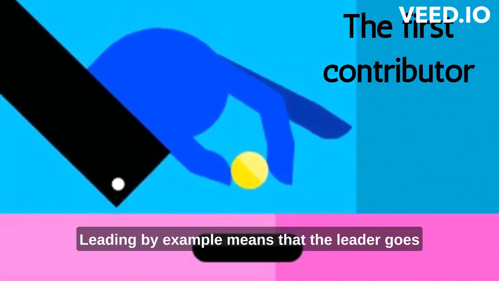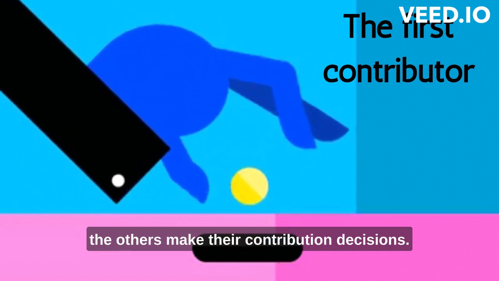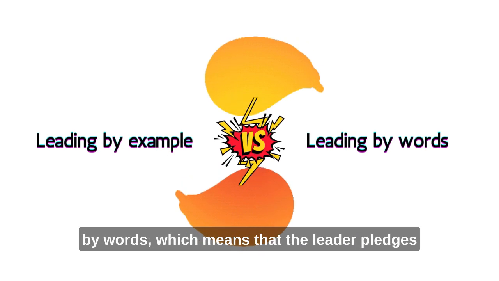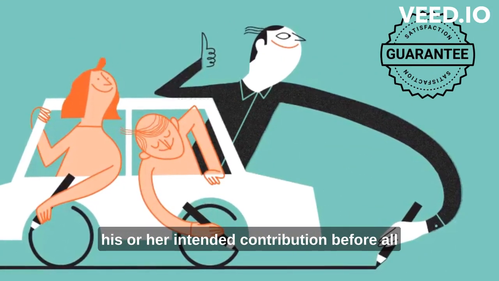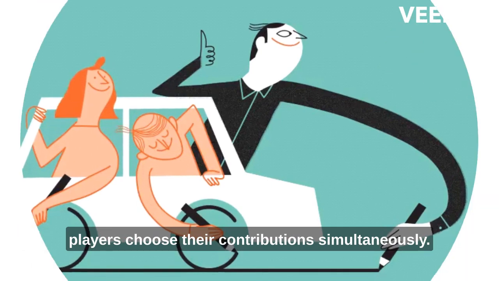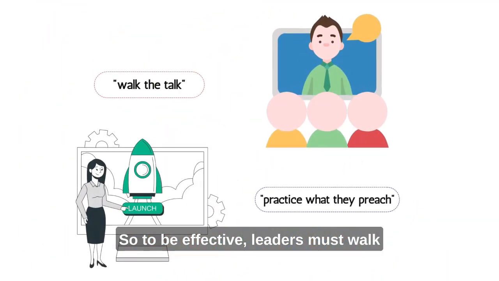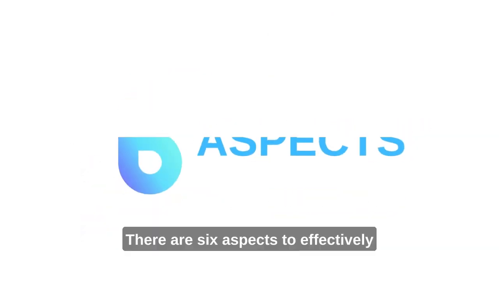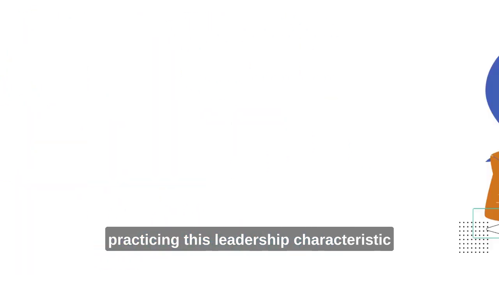Leading by example means that the leader goes ahead and contributes to the public good before the others make their contribution decision. The opposite of leading by example is leading by words, which means that the leader pledges his or her intended contribution before all players choose their contribution simultaneously. So to be effective, leaders must walk the talk and practice what they preach. There are 6 aspects to effectively practicing this leadership characteristic.